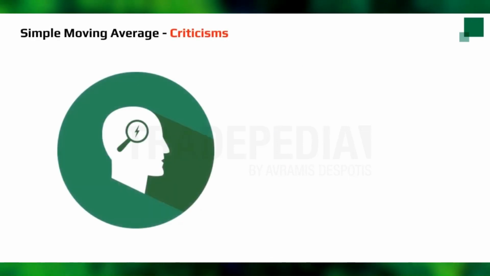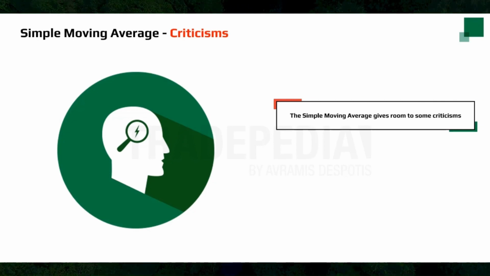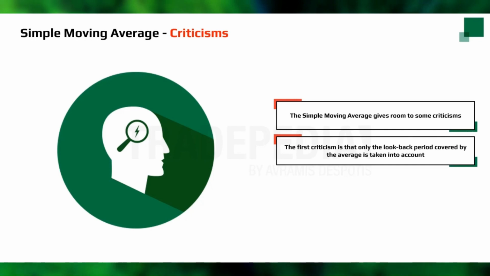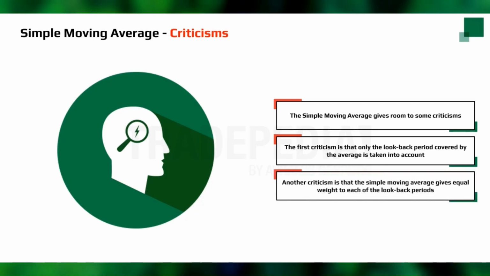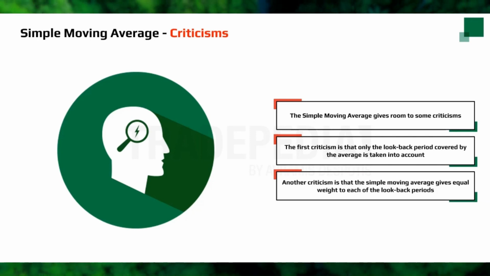Although it is very widely used, the simple moving average explained so far gives room to some criticisms. The first criticism is that only the look-back period covered by the average is taken into account, for example, the last 10 days. Another criticism is that the simple moving average gives equal weight to each of the look-back periods.